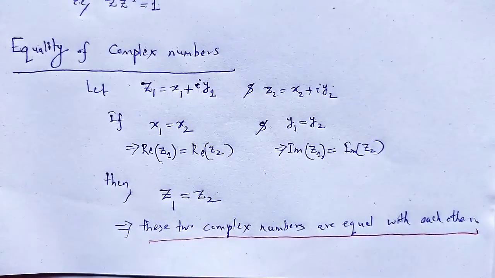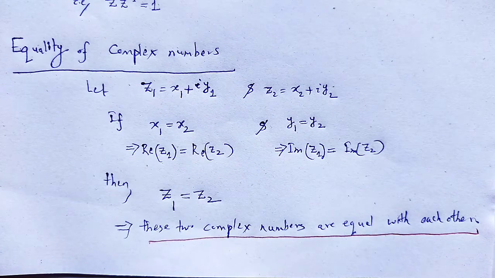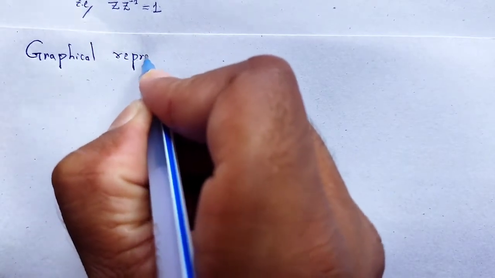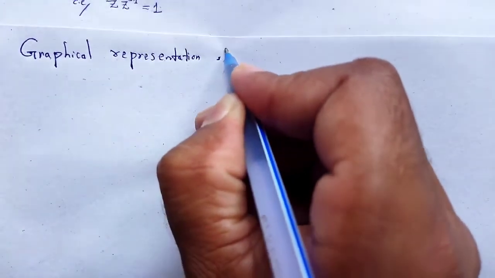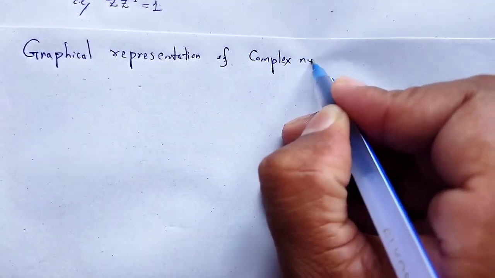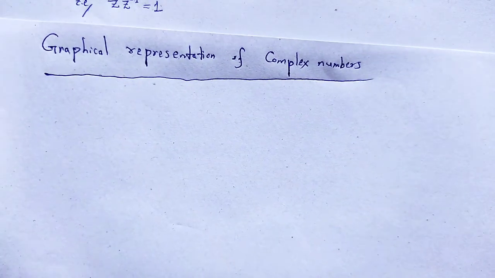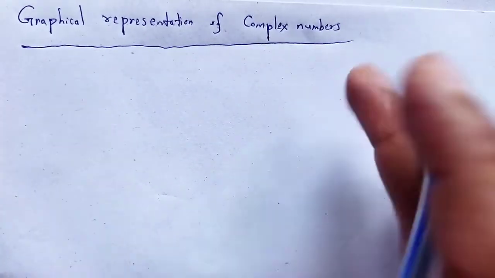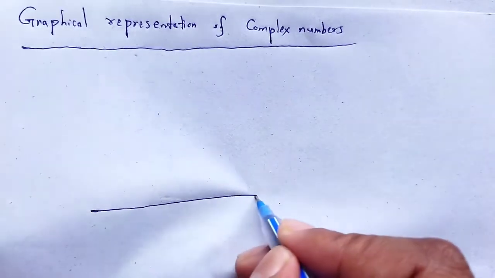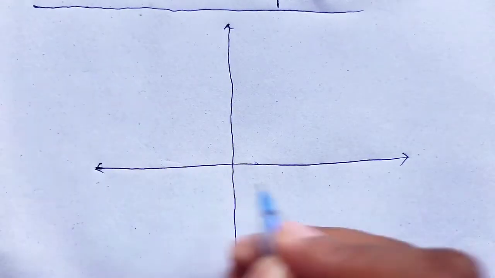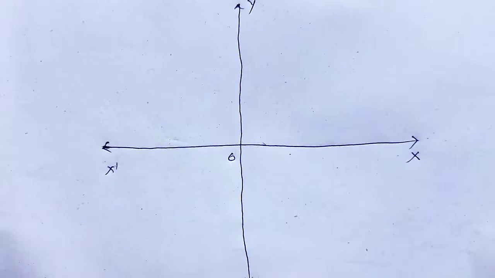Next, how do we graphically show these complex numbers in the coordinate plane? Let us study the graphical representation of complex numbers. So, here we draw x o x dash, y o y dash.